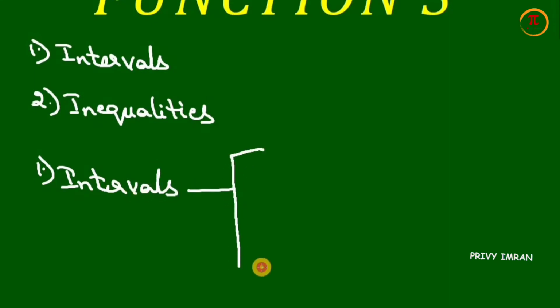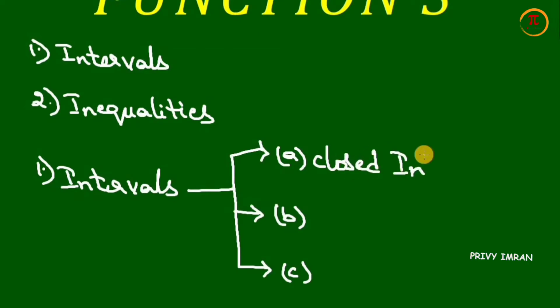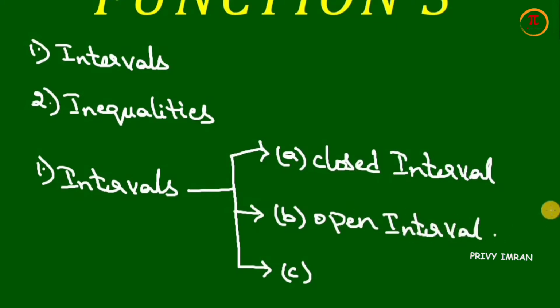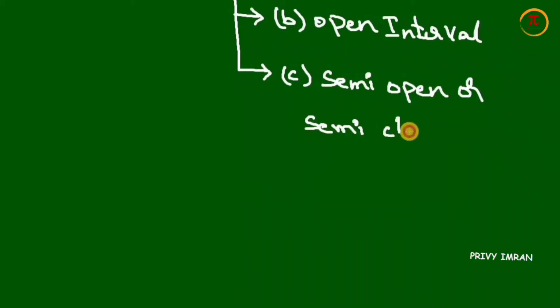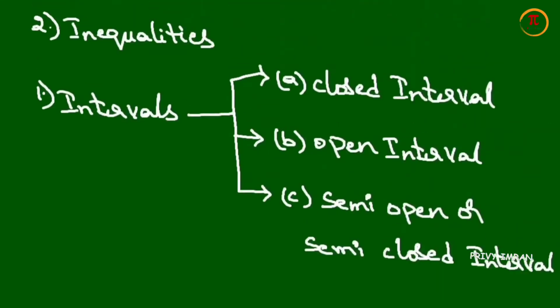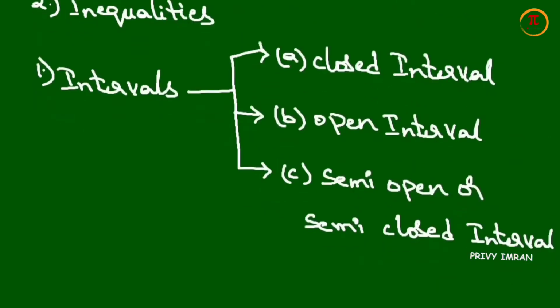In intervals, again, three subdivisions are available: A, B, and C. Where A is closed interval and B is open interval. And C is semi-open or semi-closed interval. Now, let us discuss closed interval.